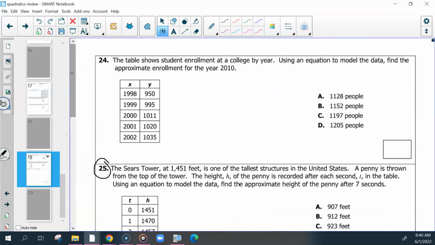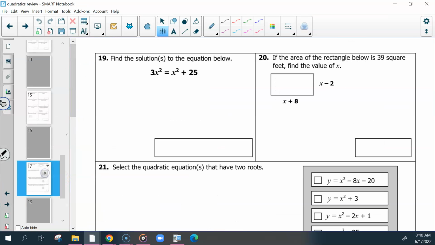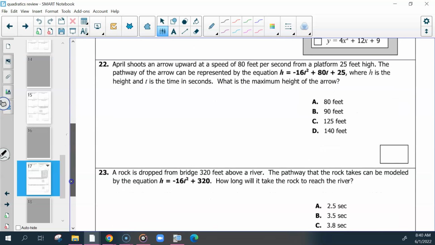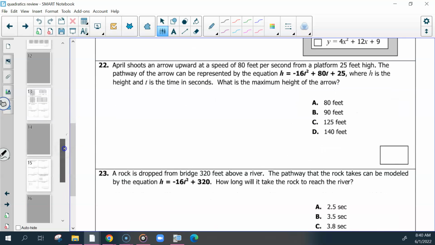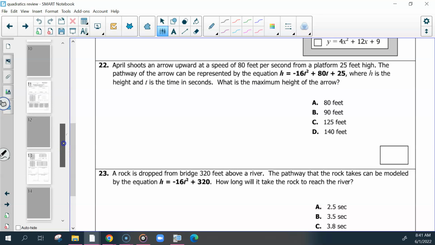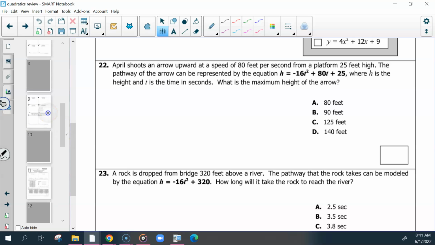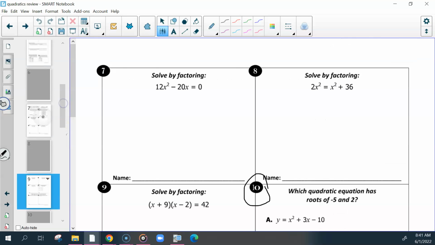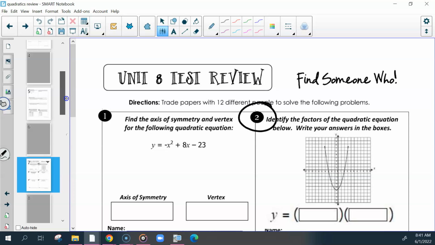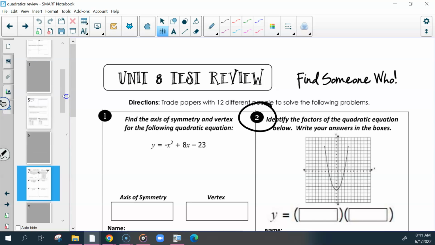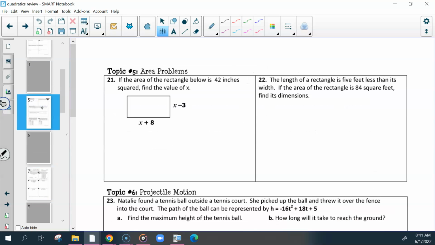On which page? This one. So not this one? No. The area? Yeah. The area. I'll say you don't have area on your test. Did you still want to go over it? Yeah. This one.